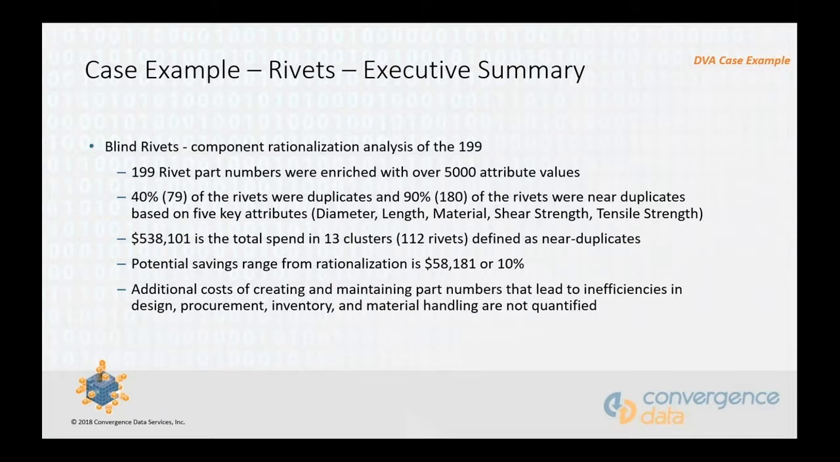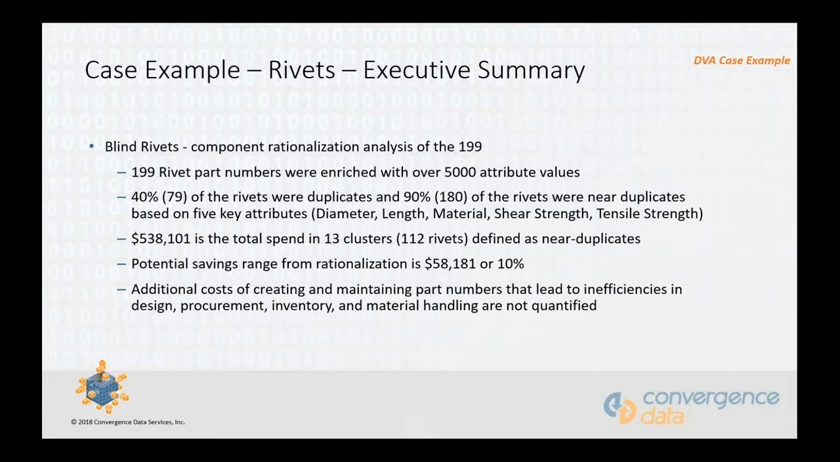So in this example, for the 200 or so rivets, we generated 5,000 attribute values. And we also came up with a quick estimate of the duplicates and near duplicates. One of the things I recommend to all our customers in your DVA analysis is to have an executive summary up front. This is an example of an executive summary that highlights the opportunity and the savings opportunity that the executives will see right up front before they read your DVA. Show them what the opportunity is in the first couple of slides.